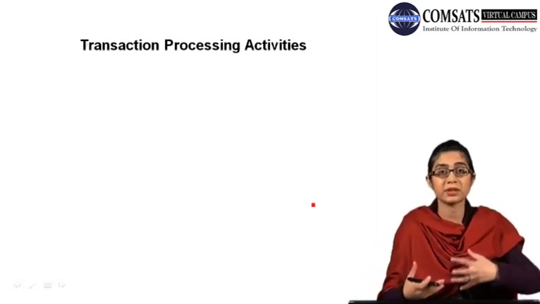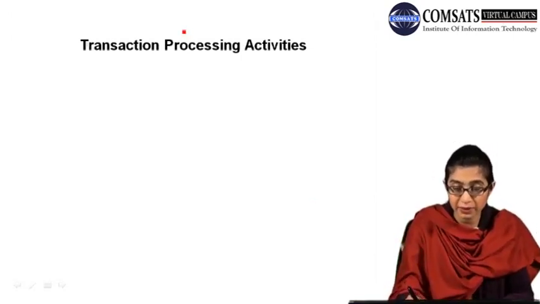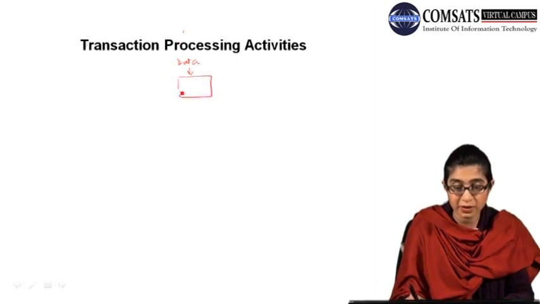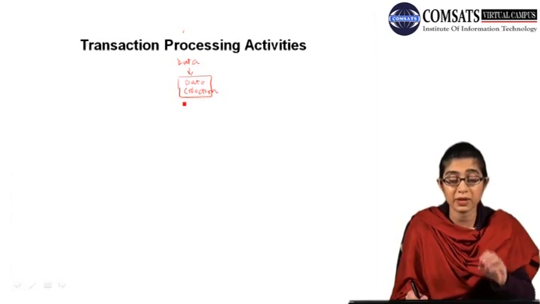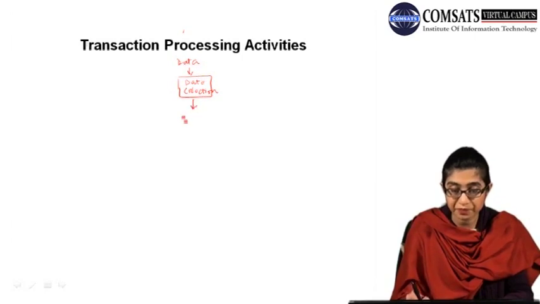Now let's talk about the different kinds of transaction processing activities. When we talked about activities, we said that when your transaction processing systems work, there are common activities that they follow. Number one, for example, you have the data here, the first thing that happens is data collection. So the number one activity performed by the TPSs is data collection, and then comes data editing.